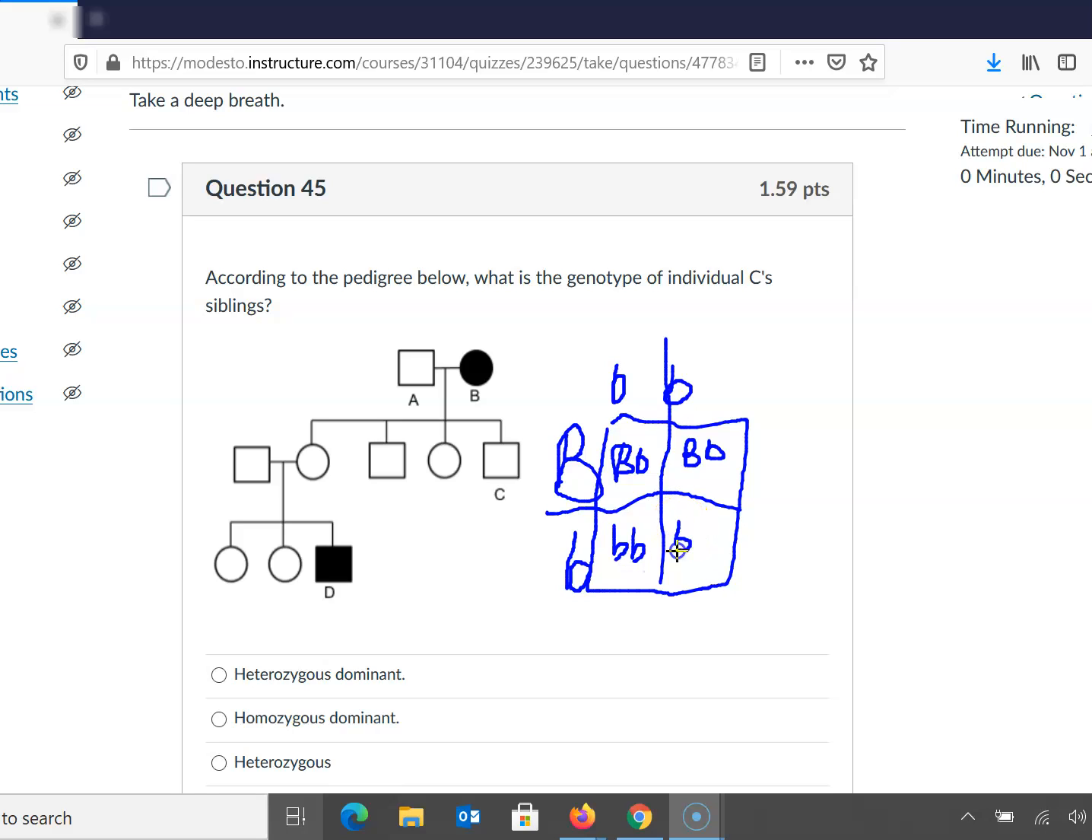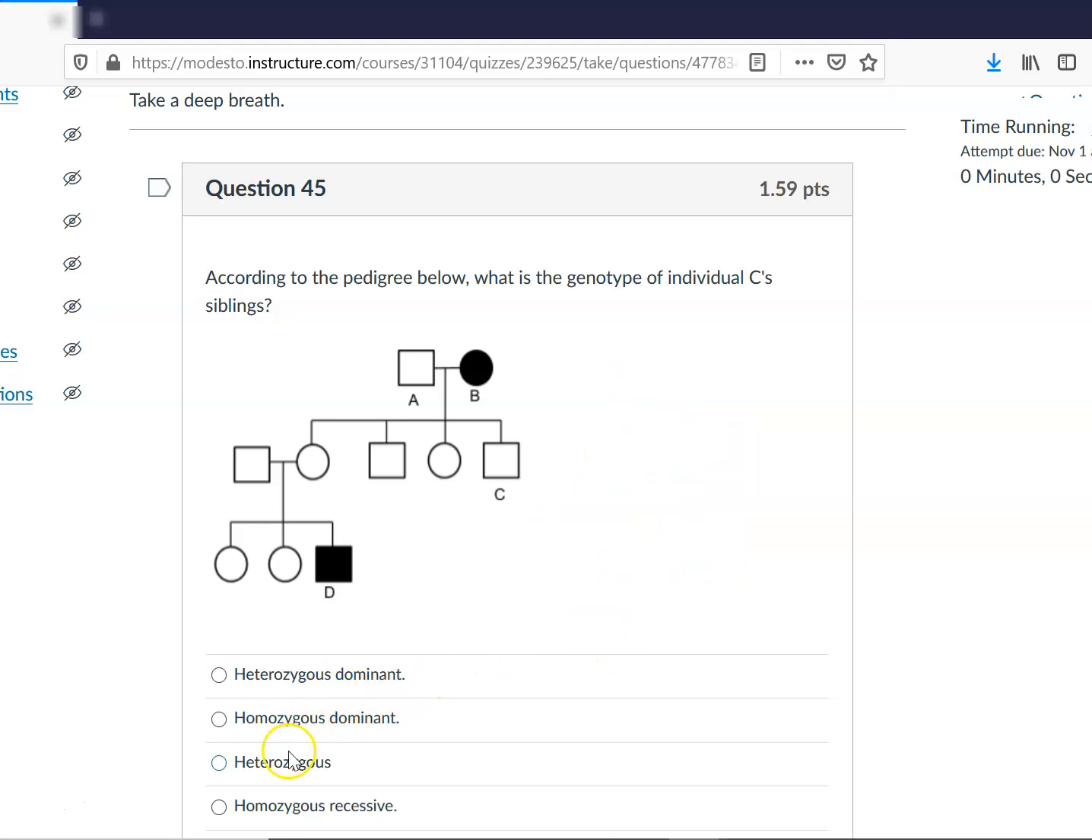You have another homozygous recessive individual. Now, are any of individual C's siblings homozygous recessive, and how do you know? They're not, because they don't have the condition. They can't be, again, because they don't have the condition. So heterozygous is the only answer to this question, and I do apologize for some confusion on these terms.